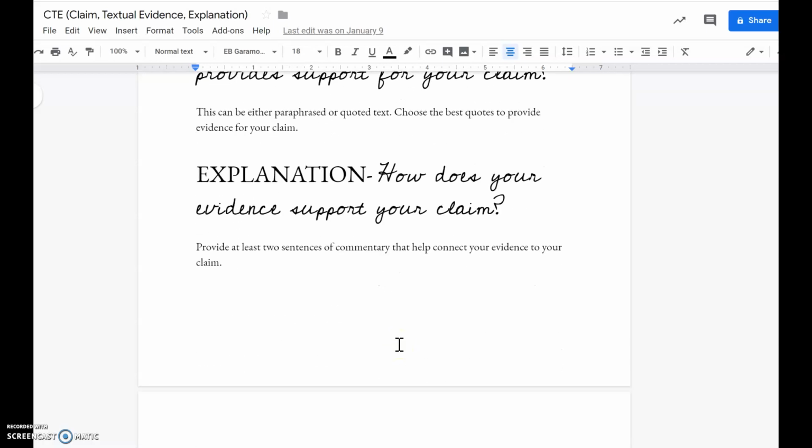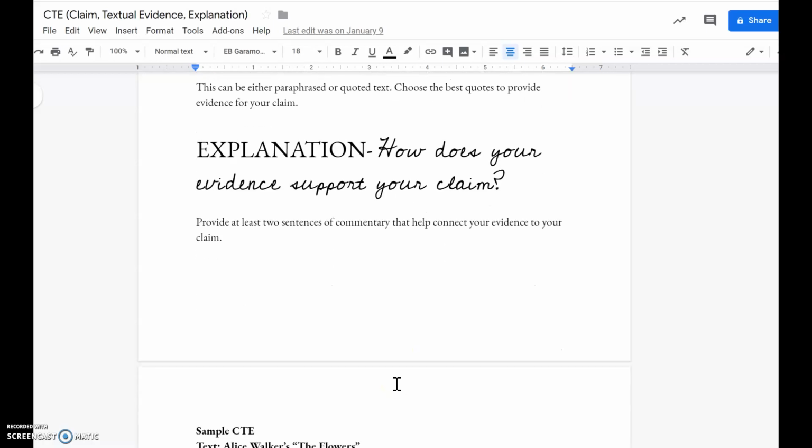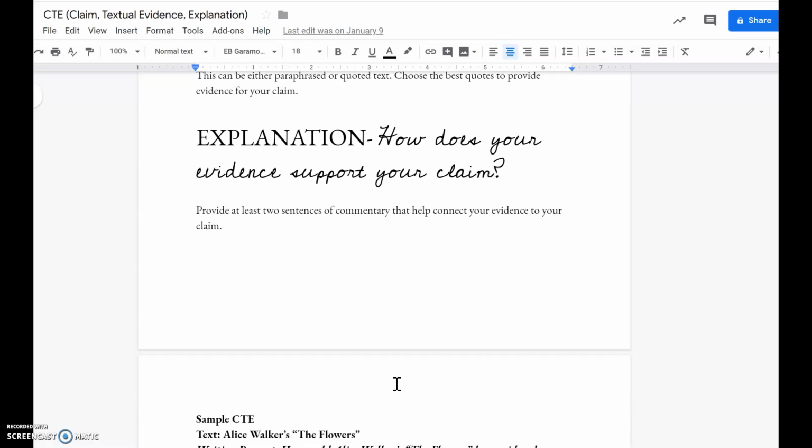And so then you have your claim, you have your textual evidence. Now you need to explain it to your reader. So how does your evidence support your claim? So this is at least 2 sentences of commentary that help connect your evidence to your claim.